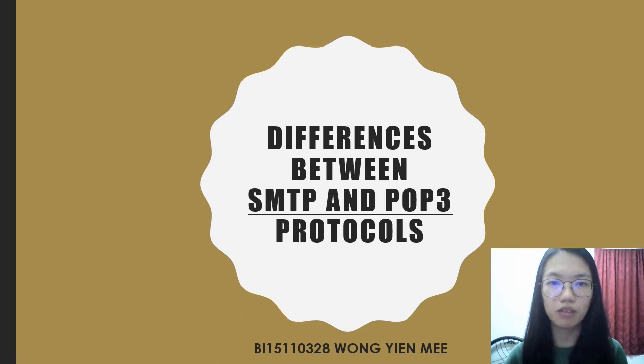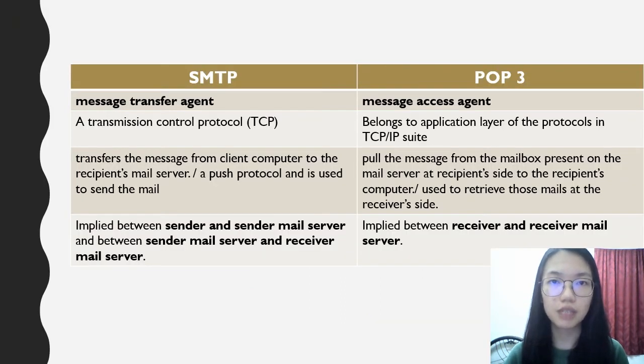I will present about the differences between the SMTP and POP3 protocols. So first, SMTP stands for Simple Mail Transfer Protocol, and POP stands for Post Office Protocol. POP3 is the latest version, and SMTP is a message transfer agent, while POP3 is the message access agent. SMTP is a transmission control protocol, TCP, and POP3 belongs to the application layer of the protocols in the TCP/IP suite.